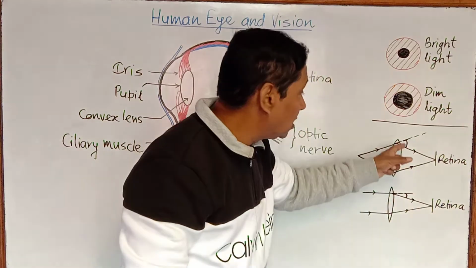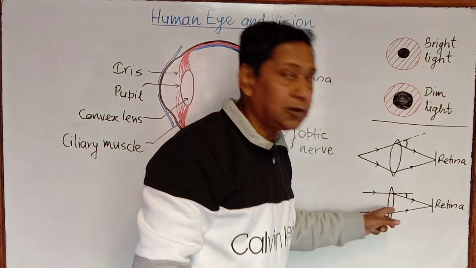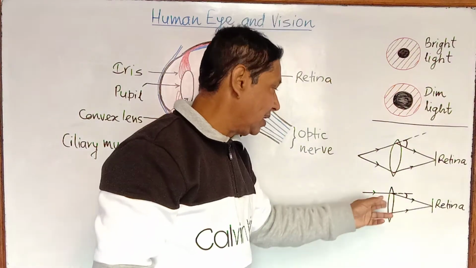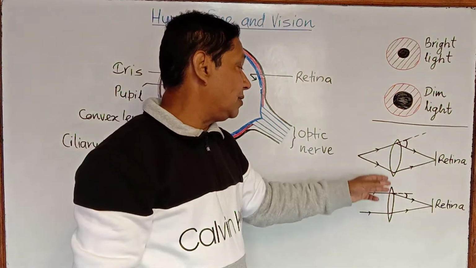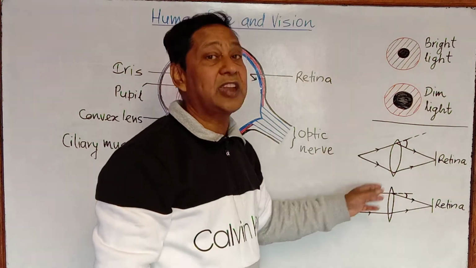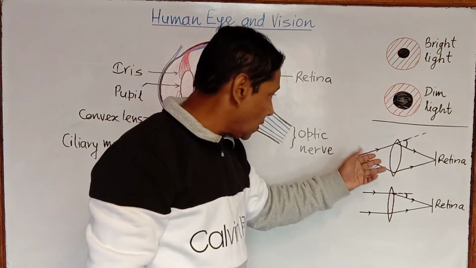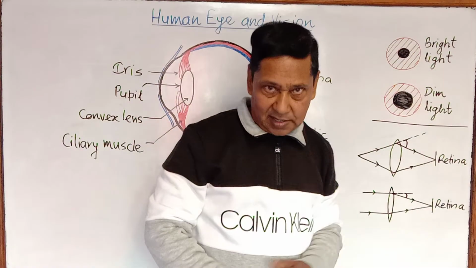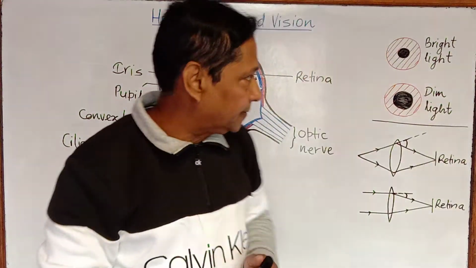If it converges with this much angle, then the object will be focused in front of the retina. That's why the convex lens automatically becomes thinner because of the ciliary muscle, and a thin convex lens can focus a distant object on the retina, but a thick convex lens is required to focus a near object on the retina. This way we can understand the function of the ciliary muscle.